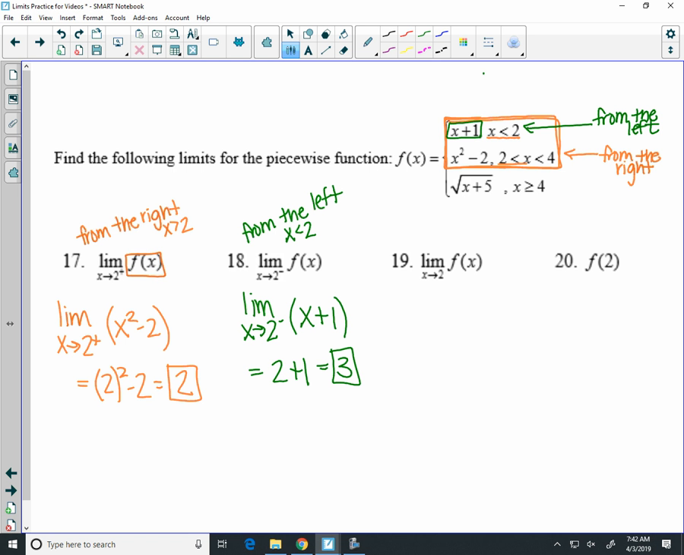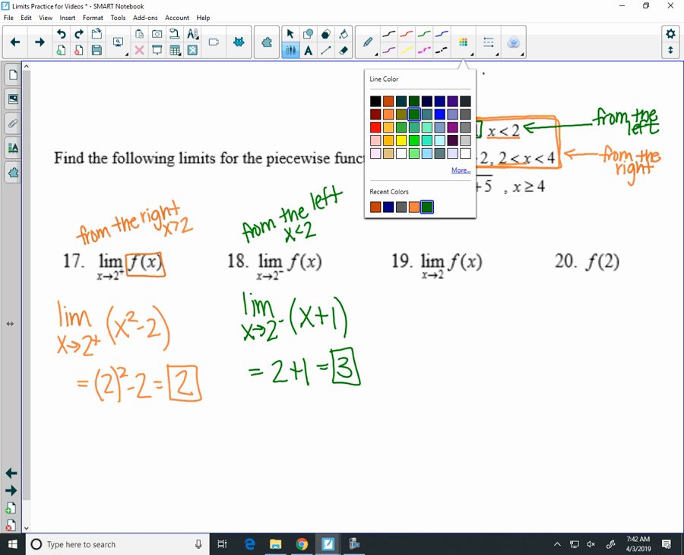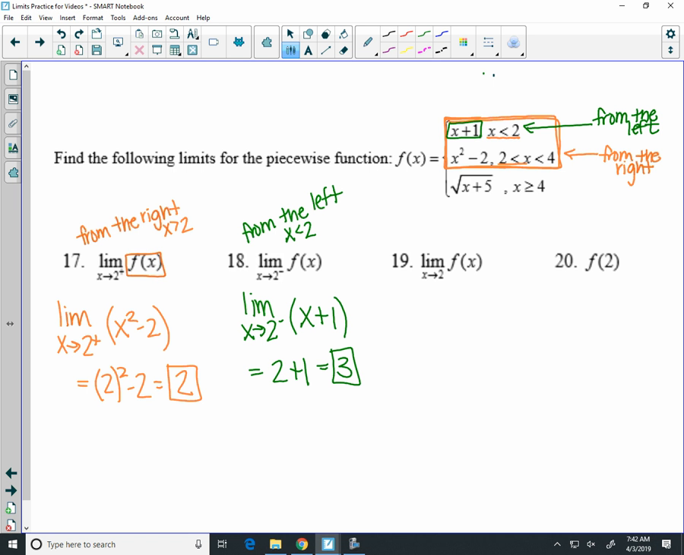All right, now the two-sided limit only exists if those two match. So since the limit from the right was 2 and the limit from the left was 3, they don't match, so the two-sided limit does not exist.